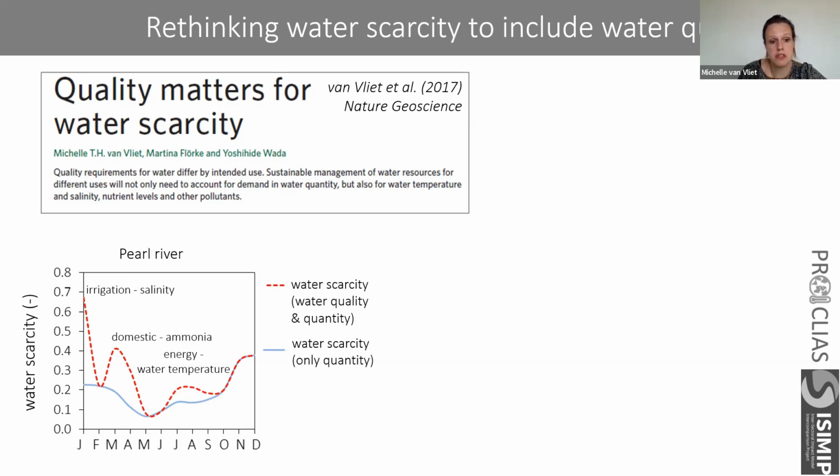Like we see, for instance, that during summer periods, when water temperatures are high, this may result in cooling water constraints, increasing water scarcity for the energy sector. And for instance, during other parts of the year, when salinity levels are high, this may also result in constraints for irrigation water use, and therefore also in higher water scarcity levels.